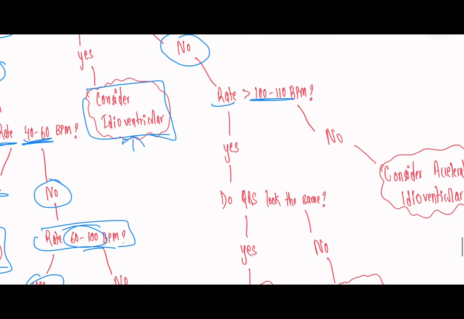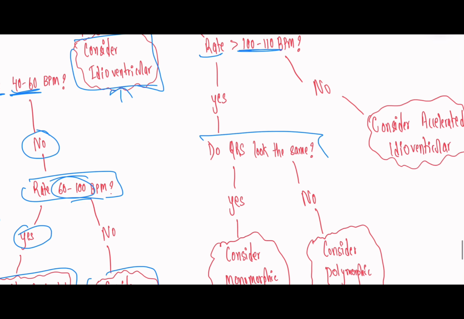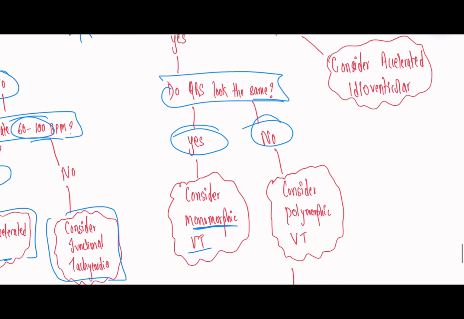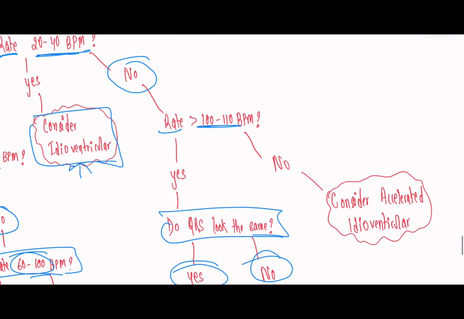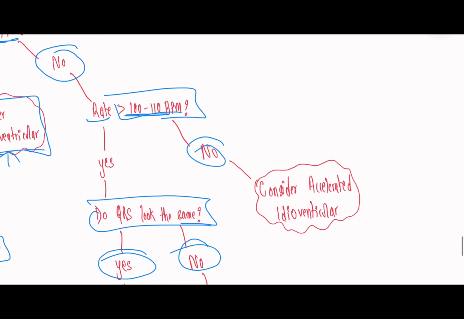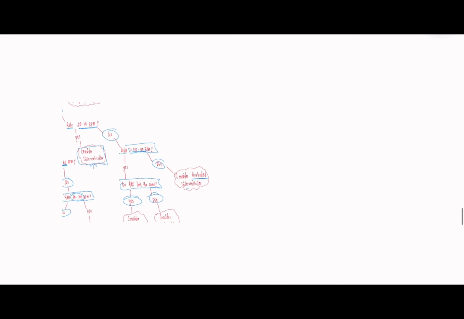If it is more than 100 to 110, we should check the QRS. If the QRS complexes are the same, then it is monomorphic VT. If the QRS complexes are different, it is polymorphic VT. But if the rate is not more than 100 to 110, then we call it accelerated idioventricular rhythm.